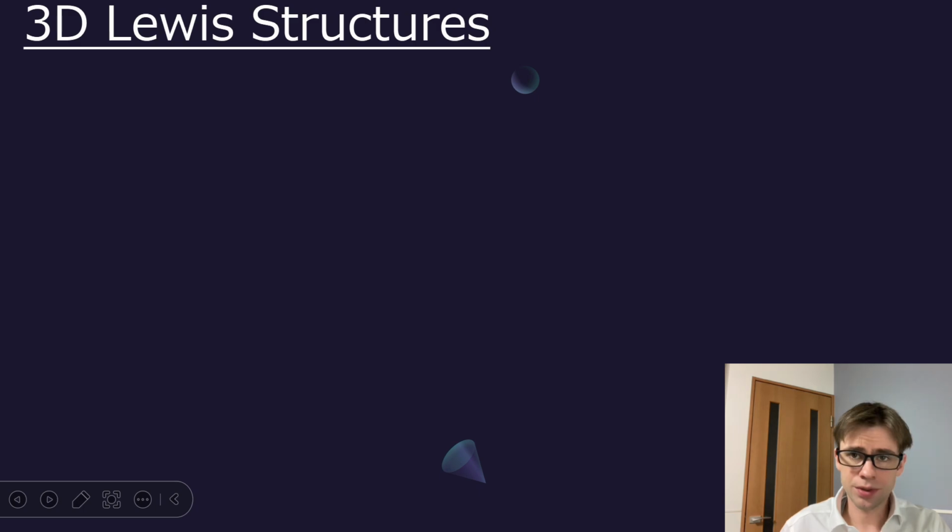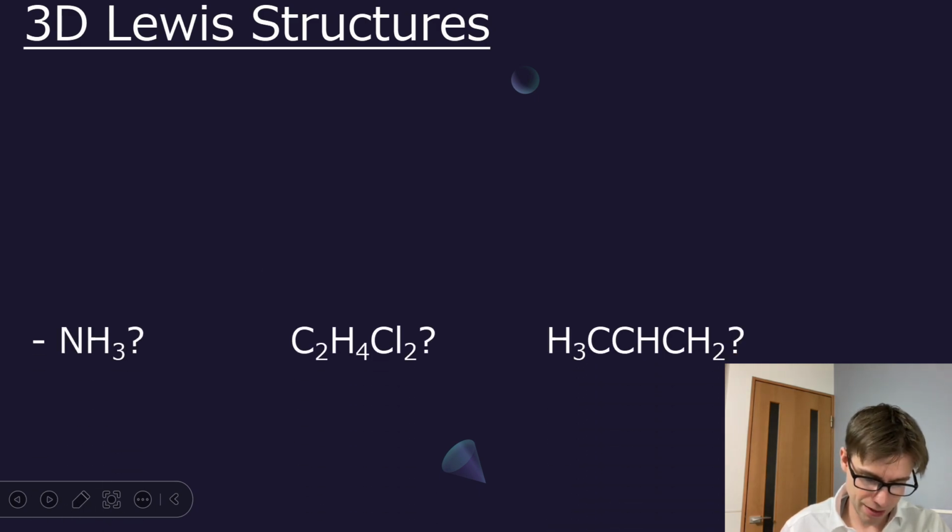So 3D Lewis structures. Can you draw them for ammonia NH3, dichloroethane C2H4Cl2, or propene H3CCHCH2? Give it a shot. If you want to see my answers, I'll move on now.